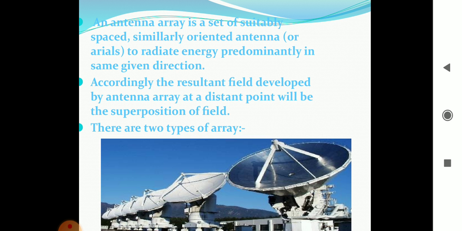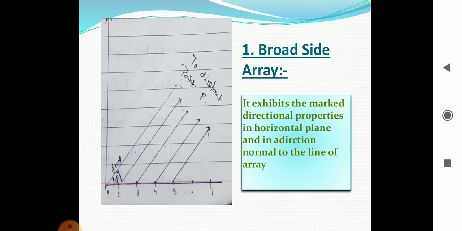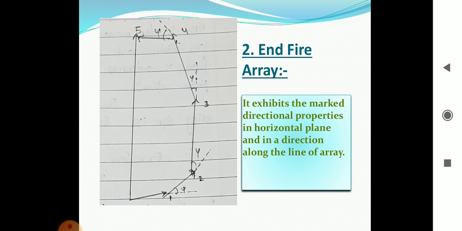There are two types of array. Number 1, broadside array. It exhibits marked directional properties in the horizontal plane and in a direction normal to the line of array. The second one is end fire array. It exhibits marked directional properties in the horizontal plane and also in a direction along the line of array.